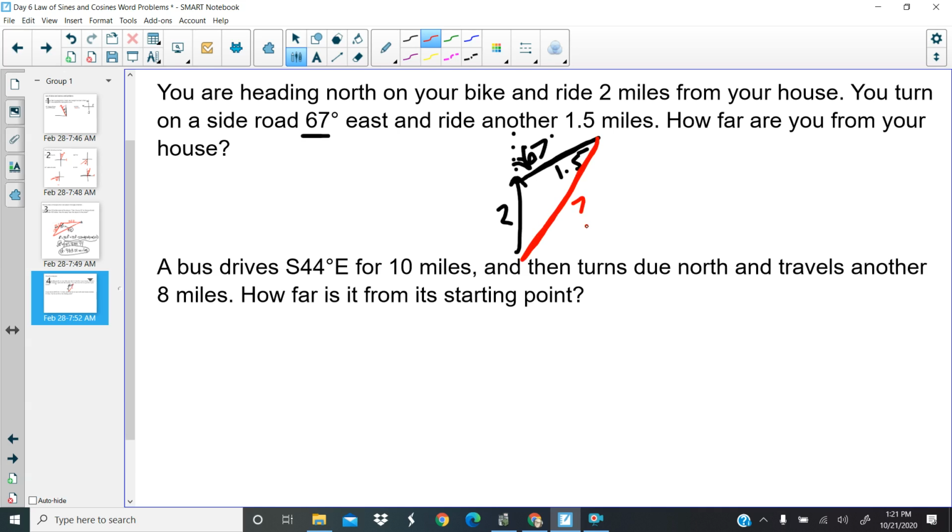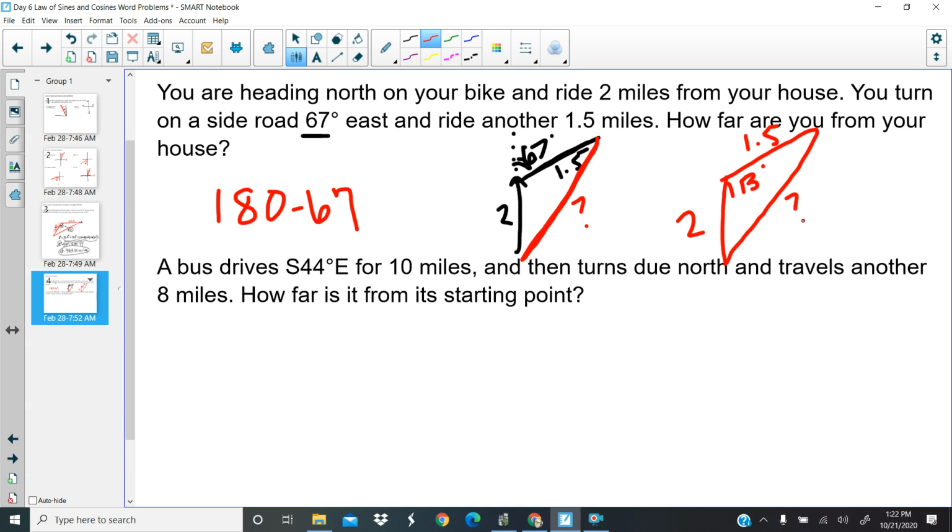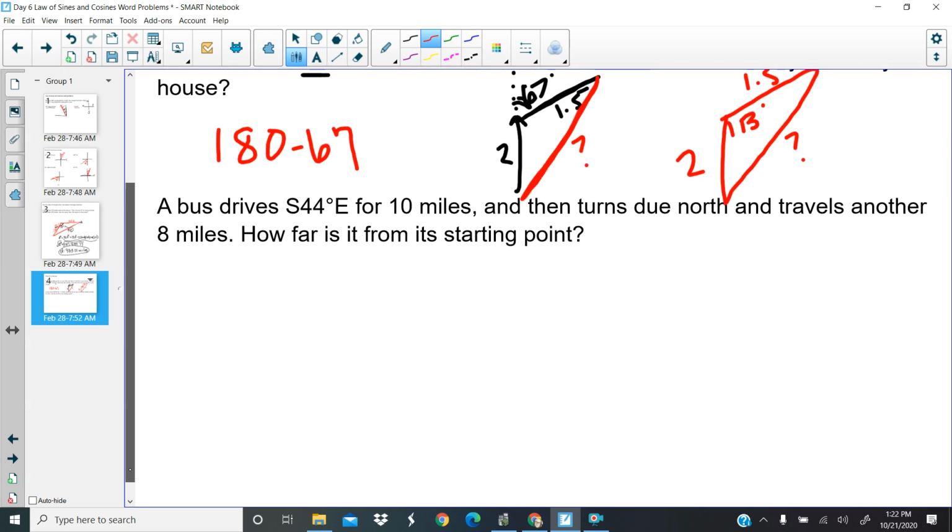And so for my triangle, we're essentially going to have 2 for one side, 1.5 for another side, and then the supplement of 67 for our inside angle. So it'd be 180 minus 67, which would be 113 degrees. So that's going to be my first triangle, and then you would again have to use the law of cosines to find that missing side.